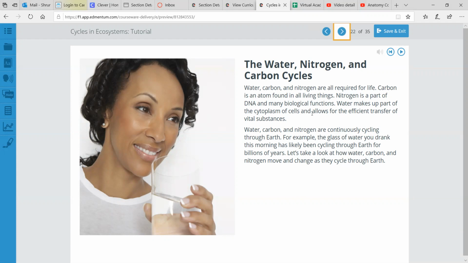The glass of water you drank this morning has likely been cycling through Earth for billions of years. And that's a pretty cool thought, right? You're drinking billions of years old worth of material, if you really think about it. So let's dive into how water, carbon, and nitrogen move and change.